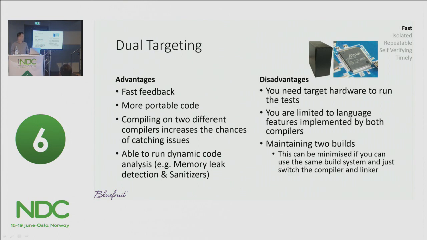There are a few disadvantages to dual targeting. You're still going to need the target hardware, though we do have ways to get around that, which I'll chat about later. You can now only use language features which are supported by both compilers, so this may have narrowed the set of features you can use. And you're going to need to maintain two builds. You can minimize this if you use the same build system and just switch out the compiler and the linker.